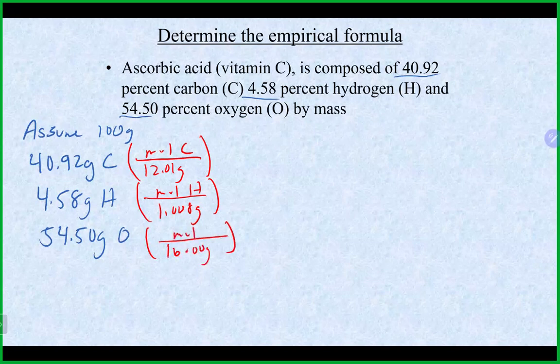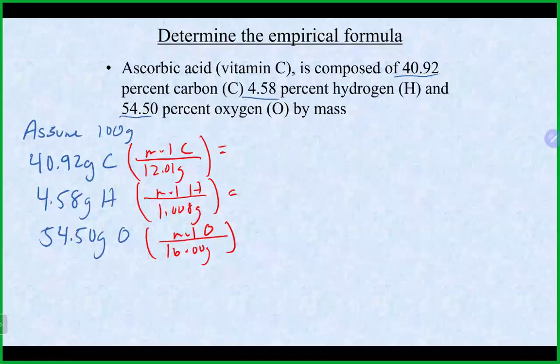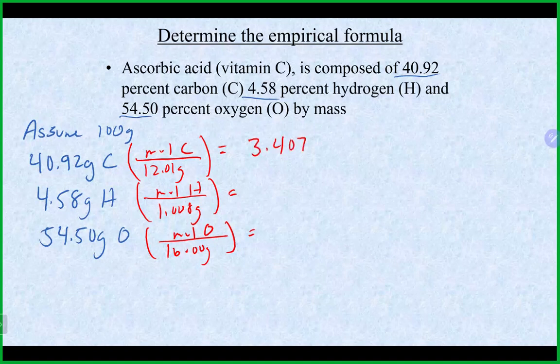Again, each of those numbers comes from the molar mass on the periodic table. So we're going to take 40.92 and divide it by 12.01. That's going to give me 3.407, and I'll call it 3.407 moles of carbon.